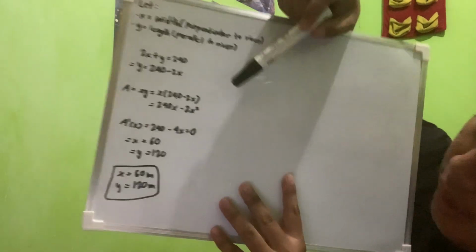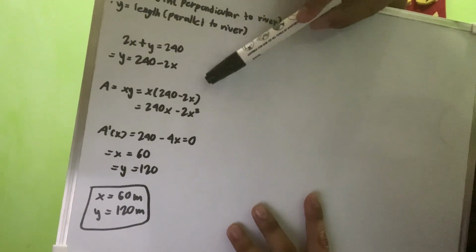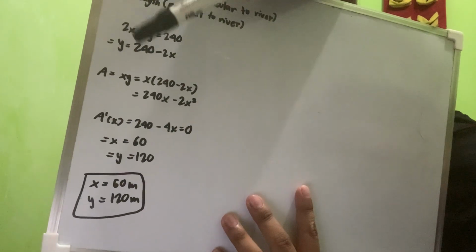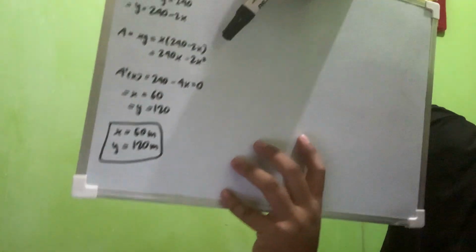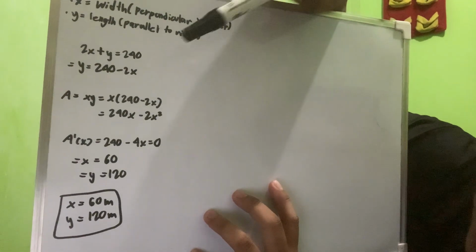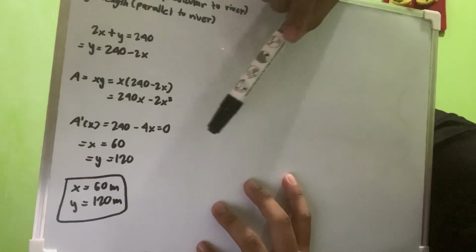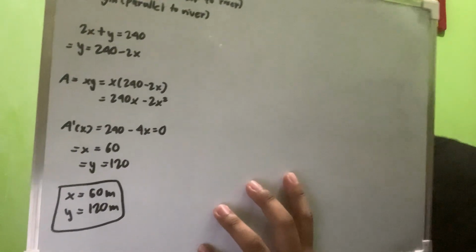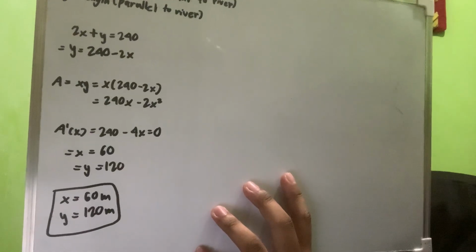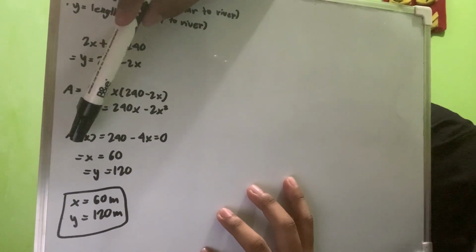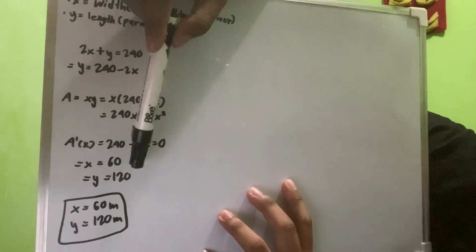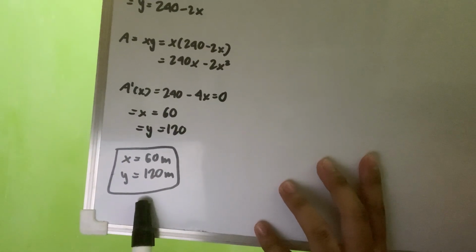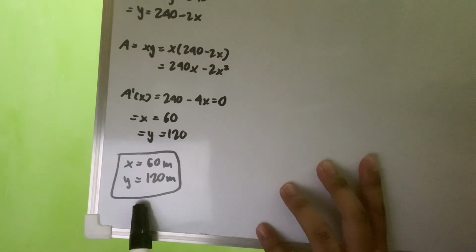So the area is xy equals x times 240 minus 2x. So equals 240x minus 2x squared. So that is the area, and this is the y. And A prime of x equals 240 minus 4x equals 0. So we need to solve this, and now x equals 60 and y equals 120. So this is the answer of problem number 5: x equals 60 meters and y equals 120 meters.